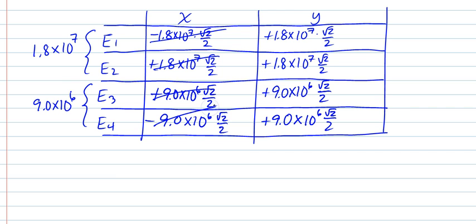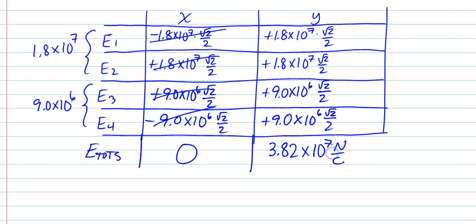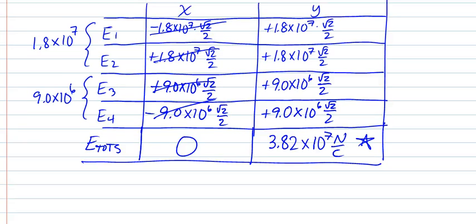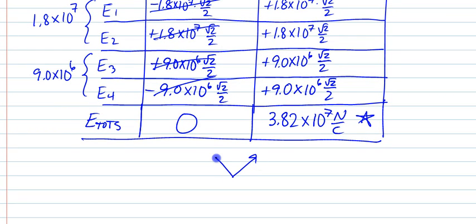And again, the x components cancel out to give us a total field, or E total, in the x direction of 0, and in the y direction I actually calculated this out previously, but it's about 3.82 times 10 to the 7th newtons per coulomb. And so that is our final answer. The electric field just points upwards. In other words, all of the x components for the 4 pieces of the field cancel out and leave us with an overall y component.